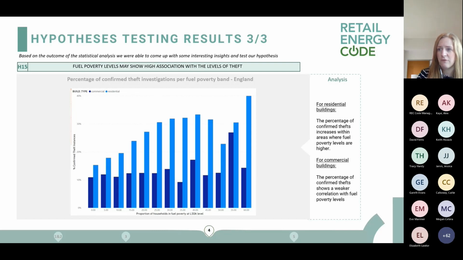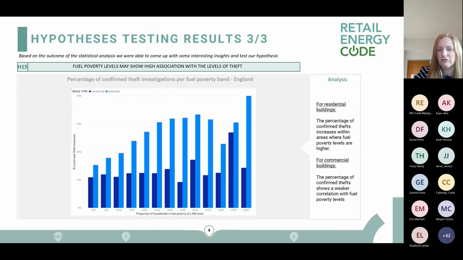Whereas for commercial properties, there's no real increase in confirmed thefts as the proportion of households in fuel poverty increases. At the very top end, where 55%, 60% of households are in fuel poverty, there are much fewer areas with that. So a smaller number of cases can skew those very top end results. It's worth bearing that in mind because it does jump a little bit at the end.